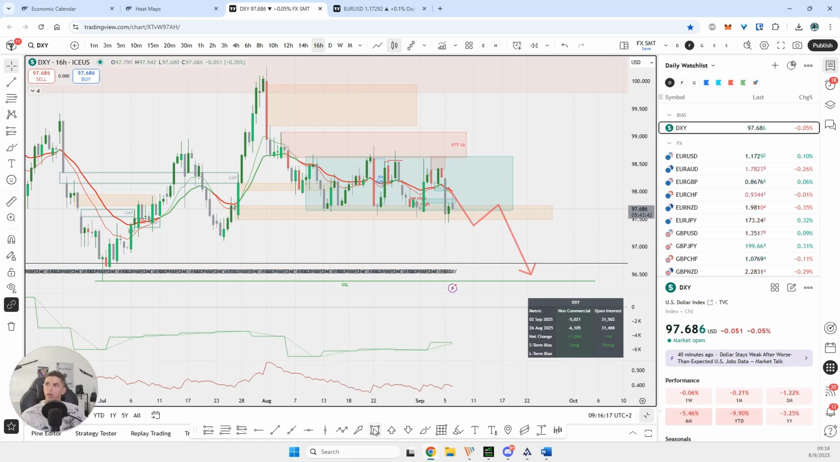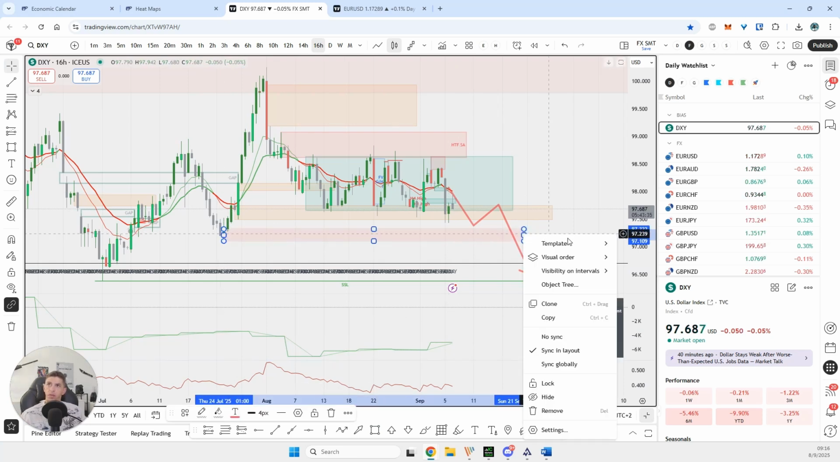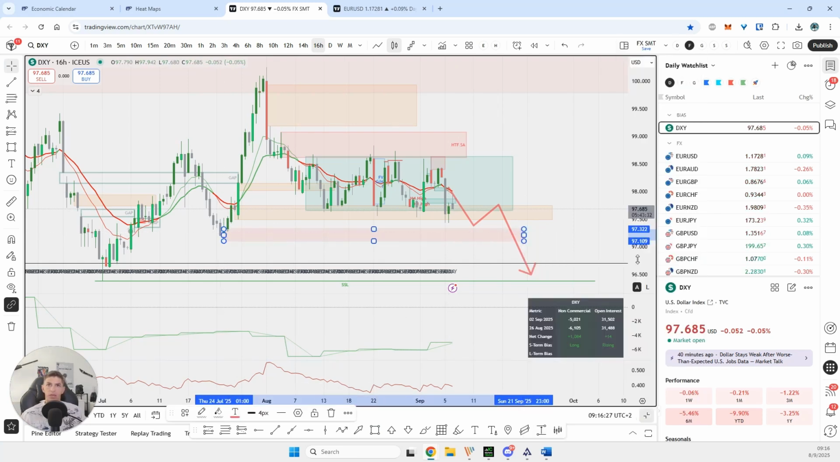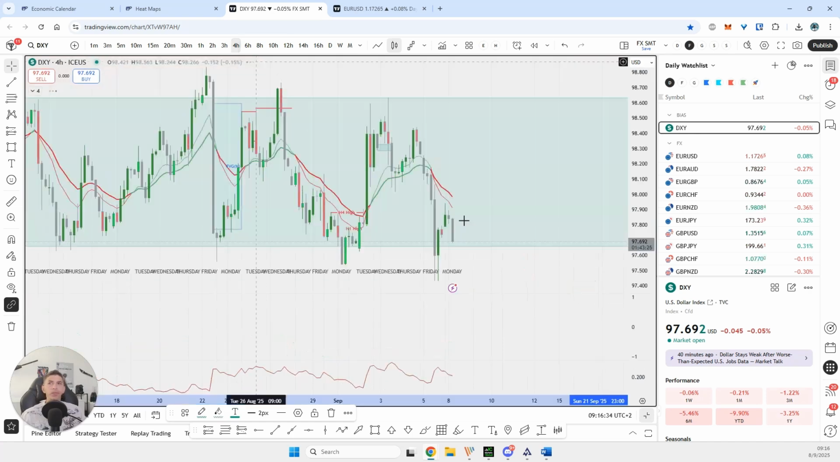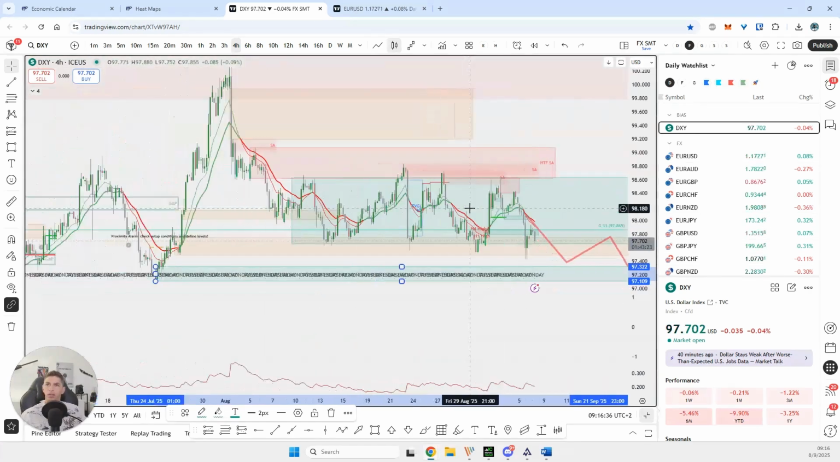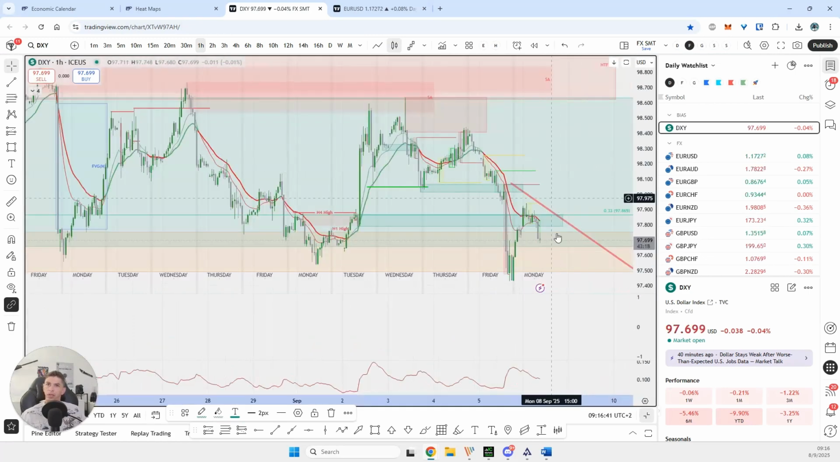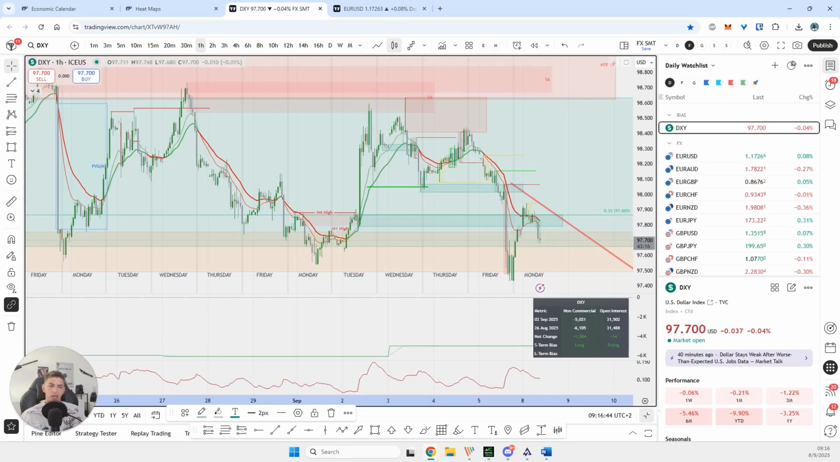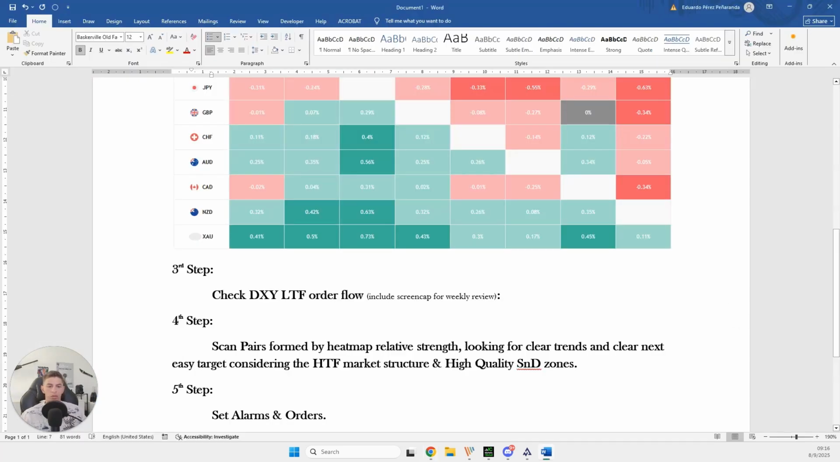We do have here a demand area on the 16 hours, so it's a high time frame demand area, but we're still far from it. So basically, very short flow, nothing to add. You can expect bearishness for the rest of the day at least, as we don't have any news or any volatility injection to change the outlook.